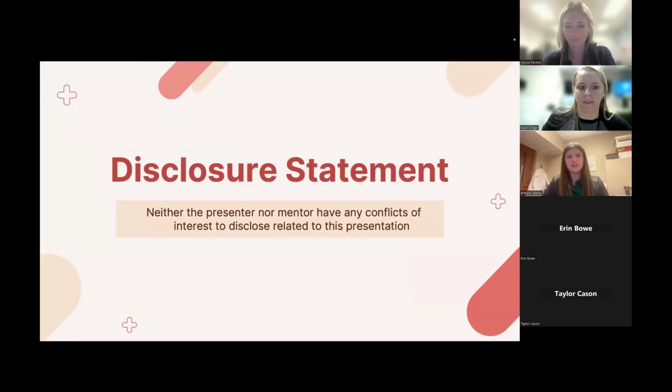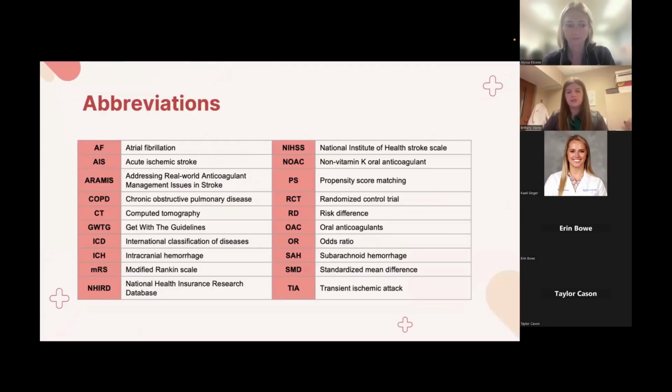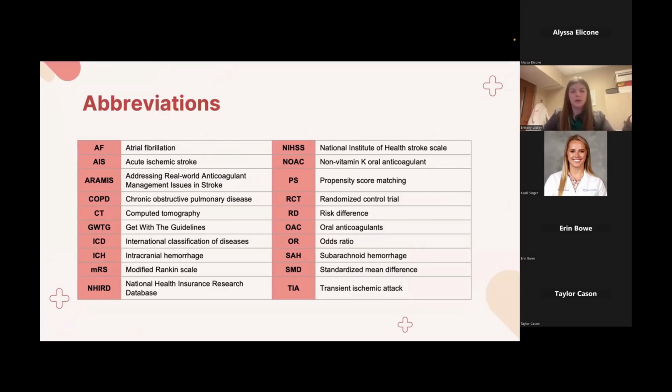Just standard procedure, neither I nor my mentor have anything to disclose in relation to this presentation today. Some abbreviations that you may encounter throughout the presentation have been included here for your reference. As they will be made available later, those can be used for reference.